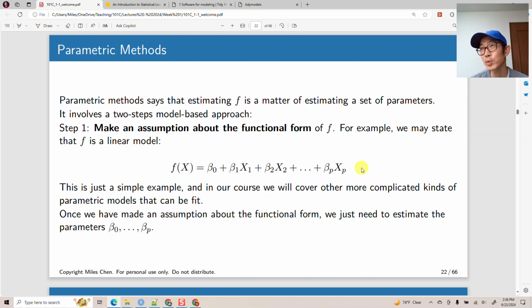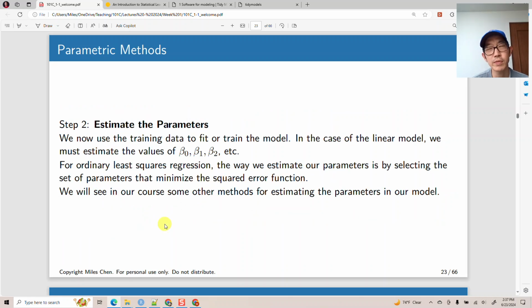Your model could be more complicated. You could have quadratic terms and things like that. But basically, you're making some kind of assumption about the form of this relationship between x and y. Once you've made an assumption about the form, what we have to do now is figure out what values we should use for our coefficients, beta 0, beta 1, beta whatever. So we have to estimate these parameters. You learned all of this in 101A when you did regression.